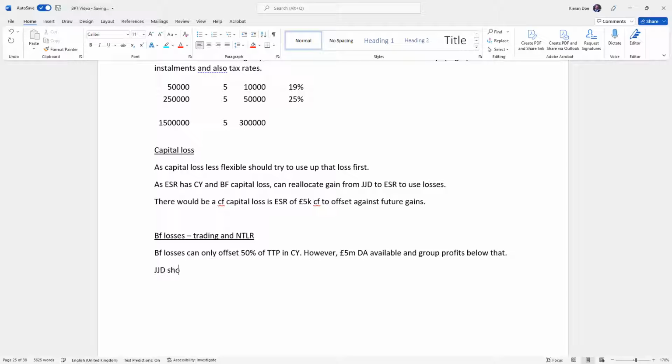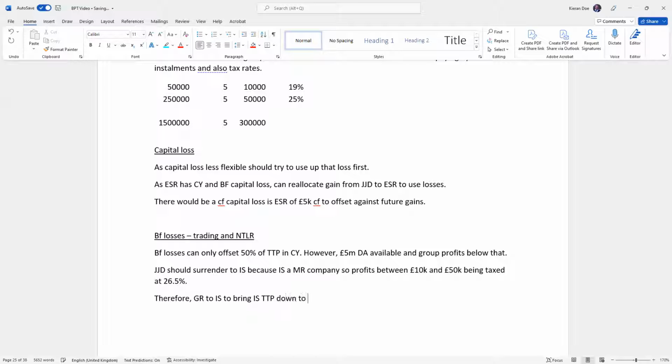So JJD should surrender to Intersport, because Intersport is a marginal relief company, so profits between 10K and 50K are being taxed at 26.5%. Therefore, group relief to Intersport to bring Intersport's total taxable profits down to 10K.